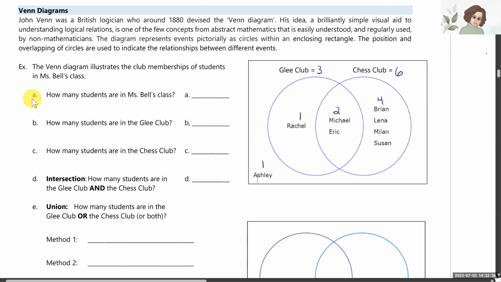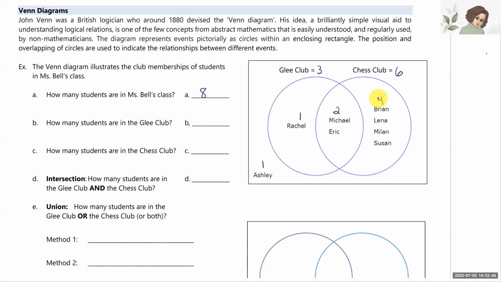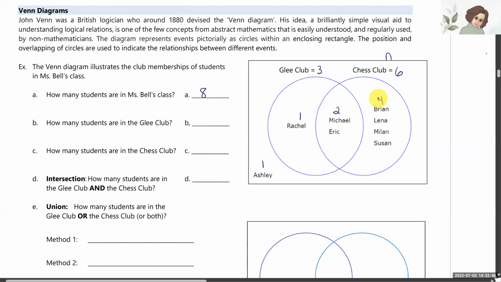All right, so how many students are in Miss Bell's class? So 1, 2, 3, 4, 5, 6, 7, 8 in total. And I often write that outside the Venn diagram, N for number of, so 8 students in total. And then how many students are in the Glee Club? So Rachel, Michael, and Eric, there are 3. And then how many in the chess club? 6.